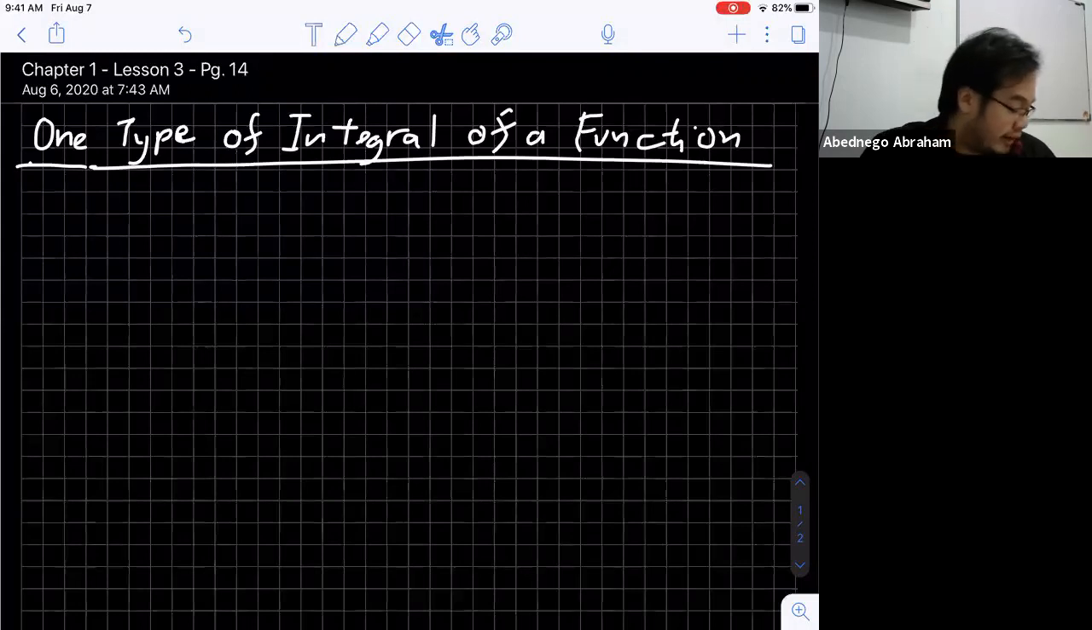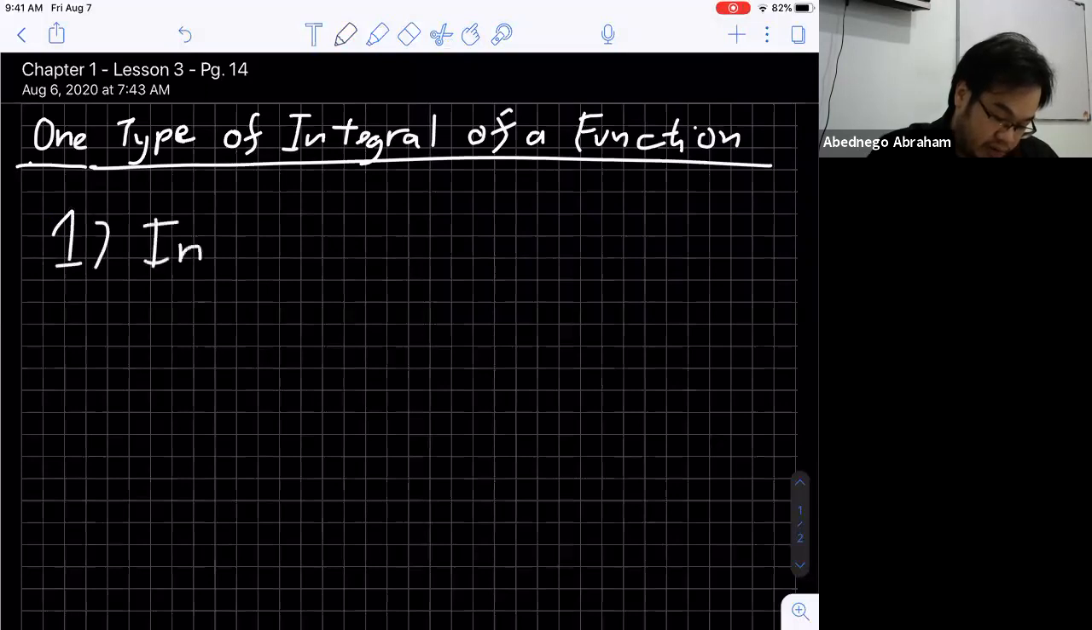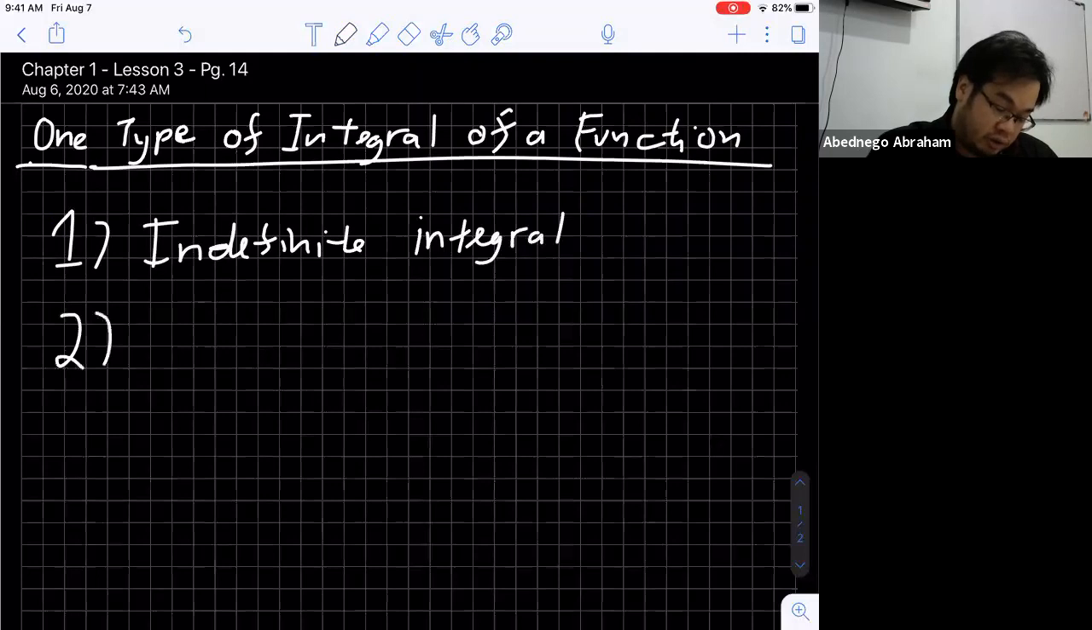As you may be aware in your book, the chapter title is limits, derivatives, integrals, and integrals. Why are there two integrals there? Because actually there are two types of integral. The first one is called indefinite integral. And the second one is called definite integral.